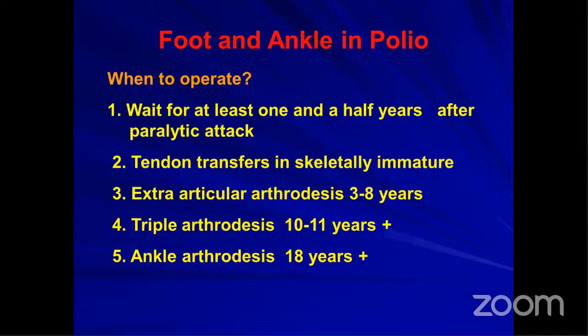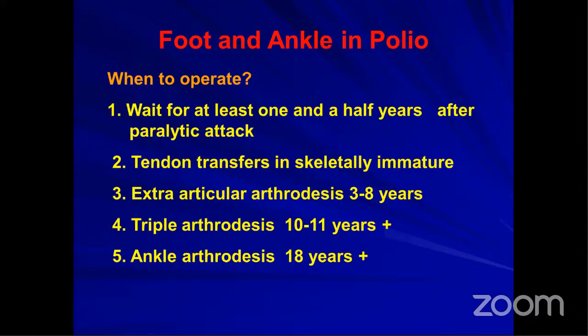Tendon transfers are what you do and recommend in skeletally immature patients. Extra-articular fusions are what you recommend in 3 to 8 year old children. You don't do extra-articular procedures in less than 3, and you don't do extra-articular procedures in more than 8. You do recommend triple arthrodesis.